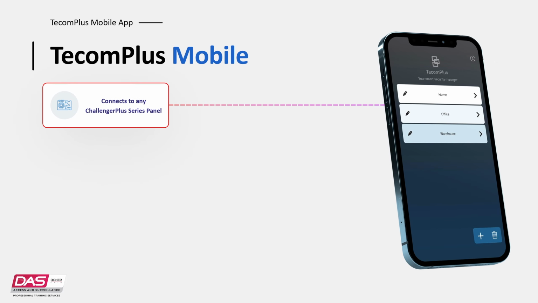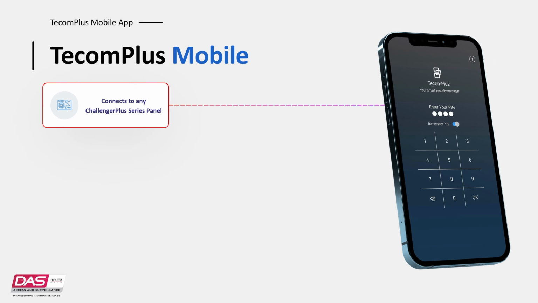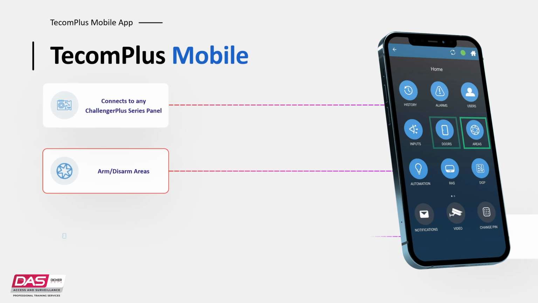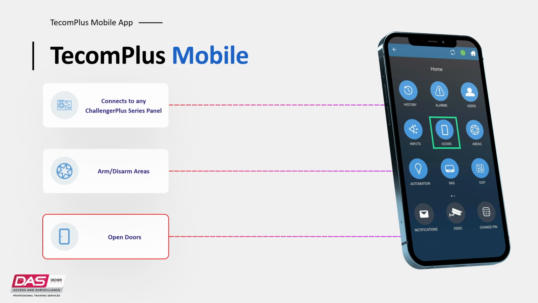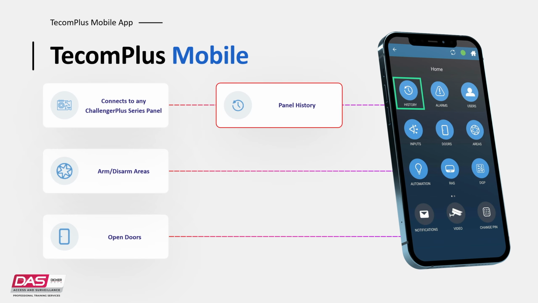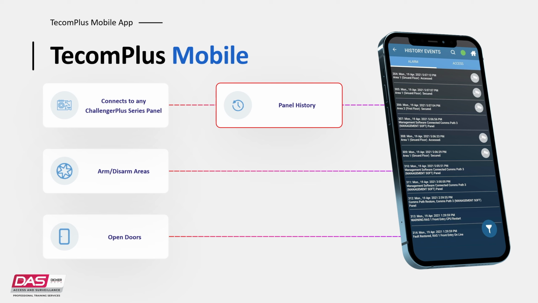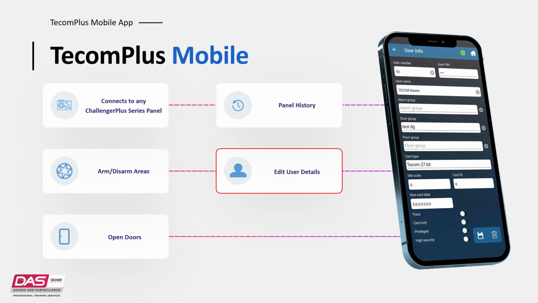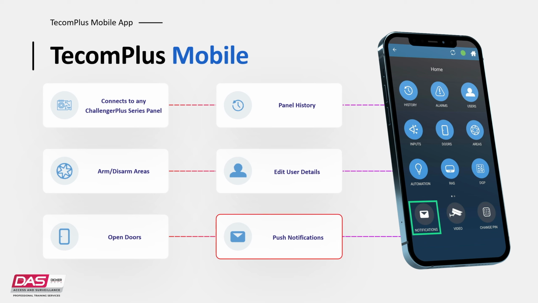The TecomPlus Mobile App can connect to any ChallengerPlus series solution, and you have a range of operating features such as arming and disarming, controlling doors and other outputs. You can see the system's history, which is great for a quick analysis on activity. You have the ability to edit user details, which is another great mobile app feature that can be done on the fly. And one of the most important is push notifications, which lets you configure different types of events to be used as a notification on your mobile device.